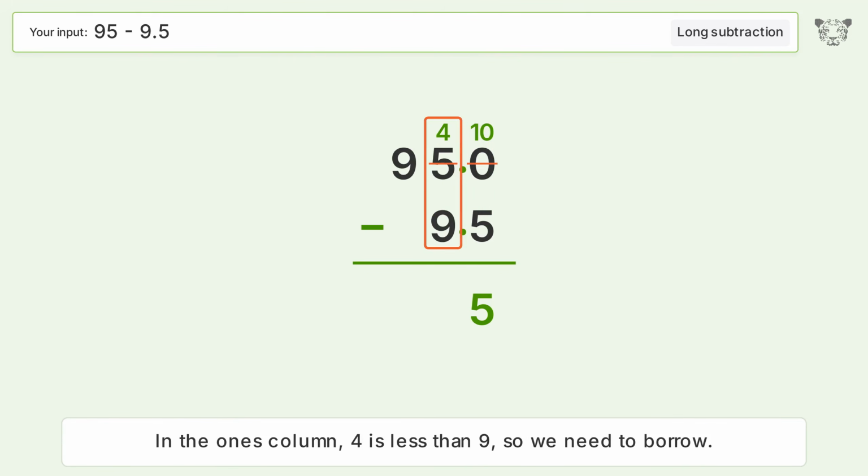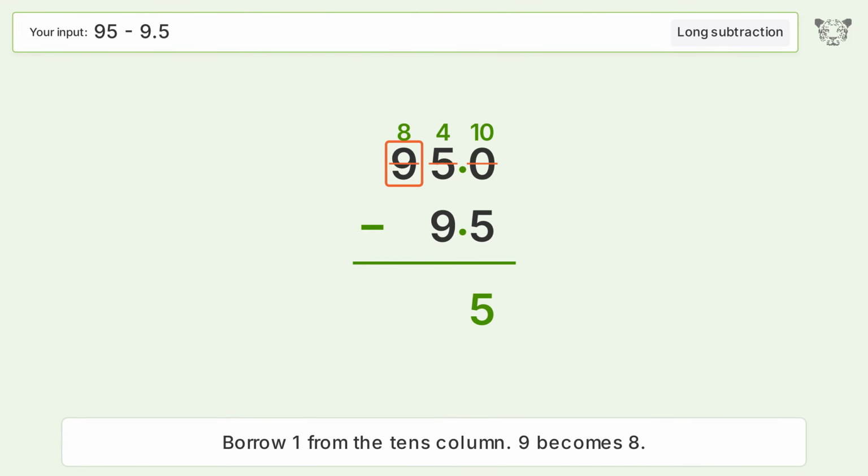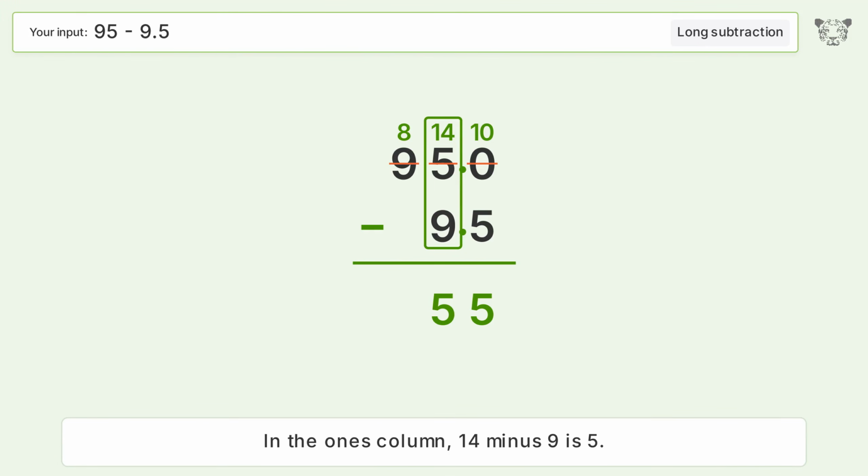In the ones column, 4 is less than 9, so we need to borrow. Borrow 1 from the tens column. 9 becomes 8. The 4 in the ones column becomes 14. In the ones column, 14 minus 9 is 5.